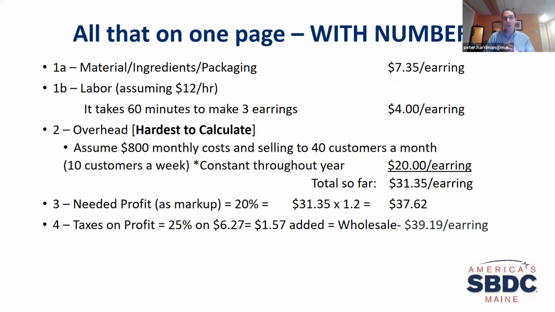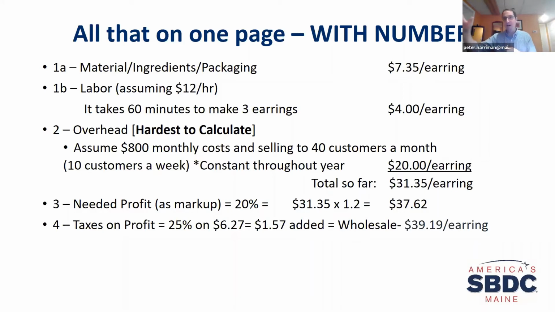Then we want to make sure that we pay the taxes on that, right? And if you do the $31.35 minus the $37.62, there's a $6.27 difference. So that's the profit that we're talking about. So there's going to be $1.57 in taxes you're going to pay on that profit. So we're going to add that together. So $39.19 would be, at this point, hypothetically, what you would want to charge. That would include your direct cost, your indirect cost, the markup that you're happy with, if you're happy with that 20%, and the taxes on that.